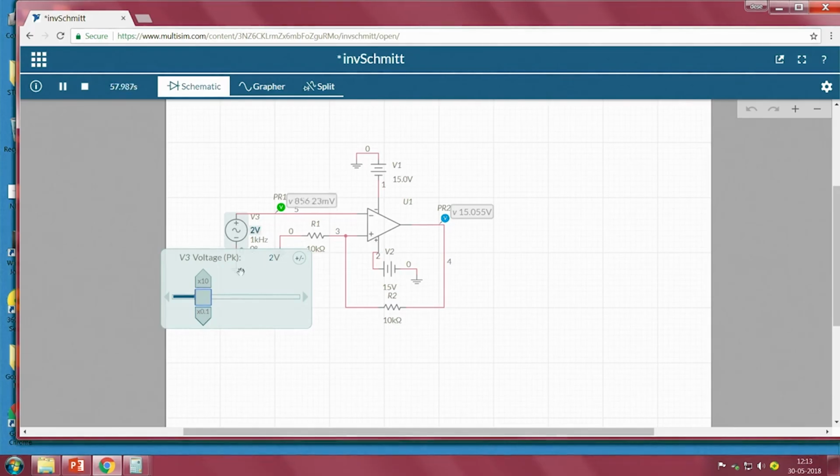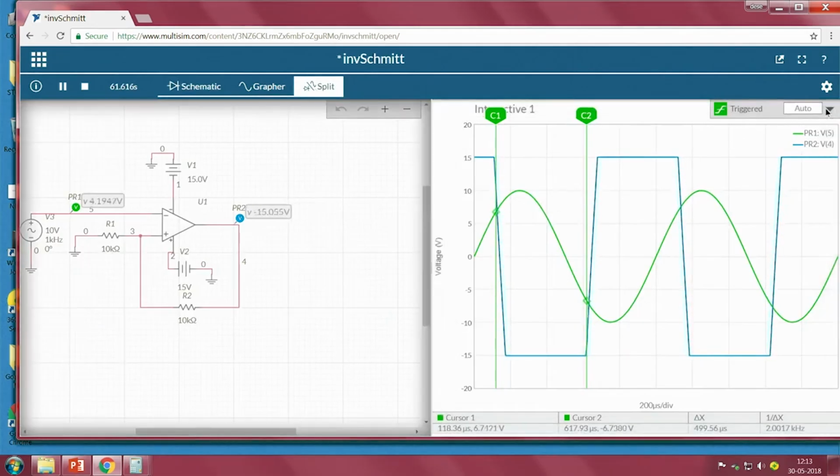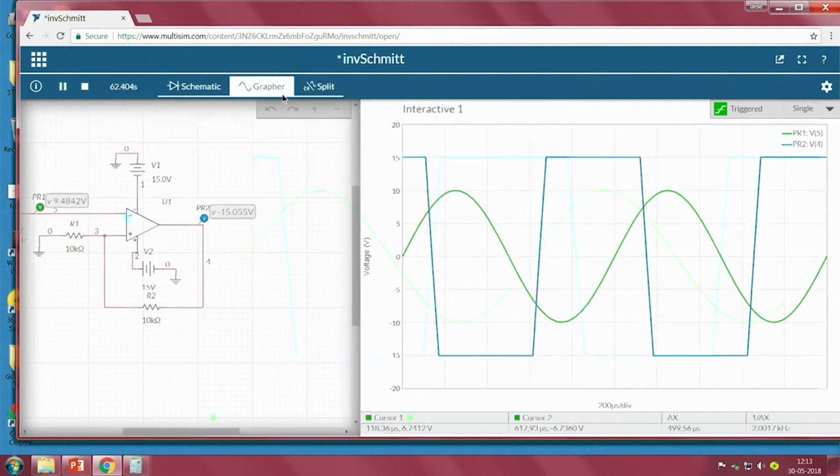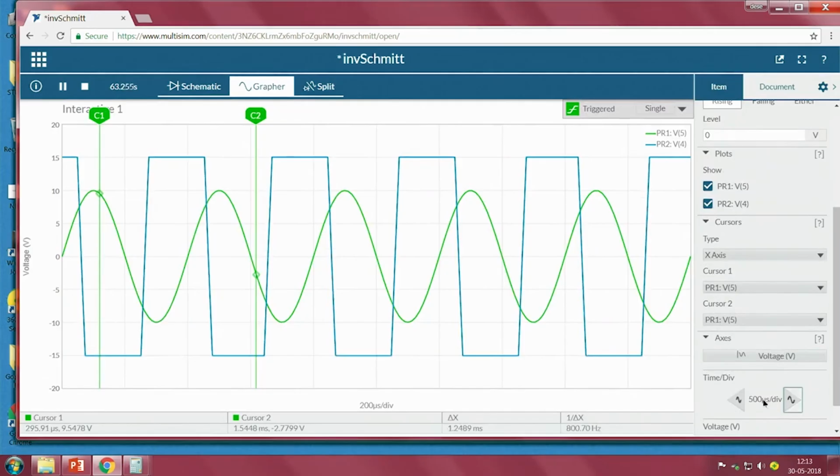So, what I will do? I will go to somewhere around 10 volts. Peak value is 10 volts, that means peak to peak is 20 volts. Now, when we see, yes, we observed it. I will make it single, then go to the grapher, go to the settings, and increase a little bit. Okay. Now, here we observe.